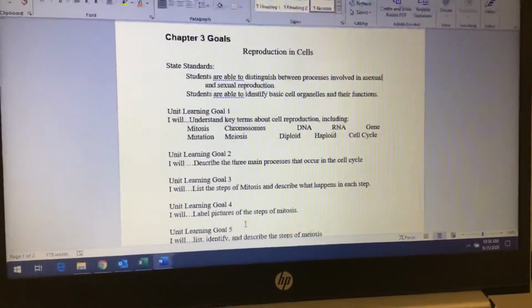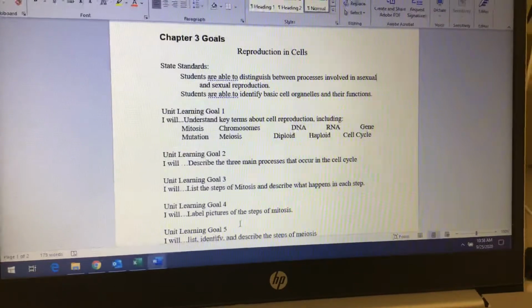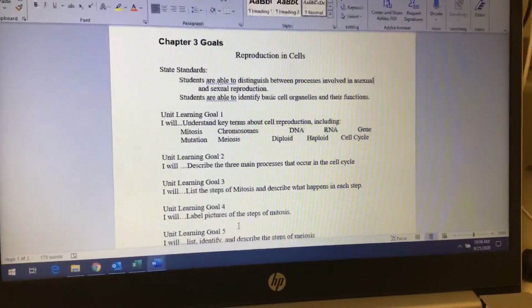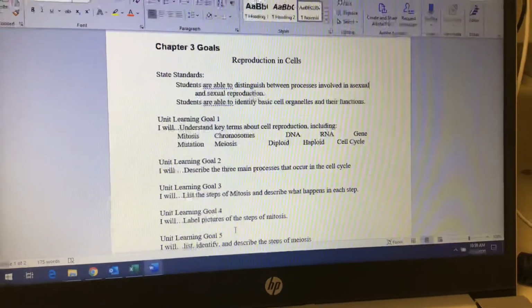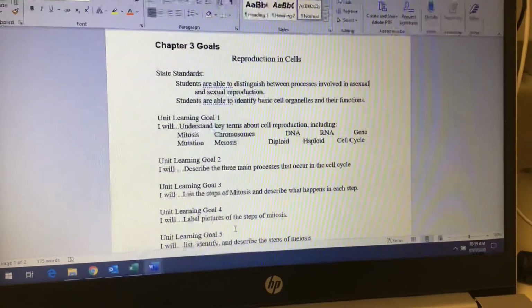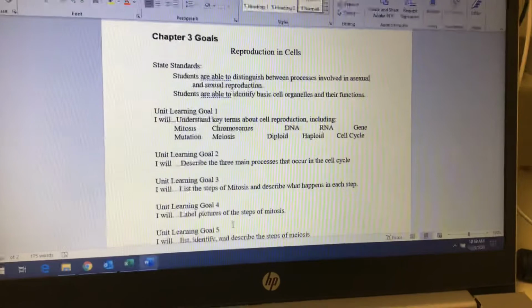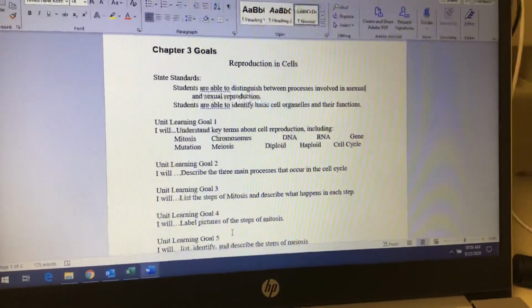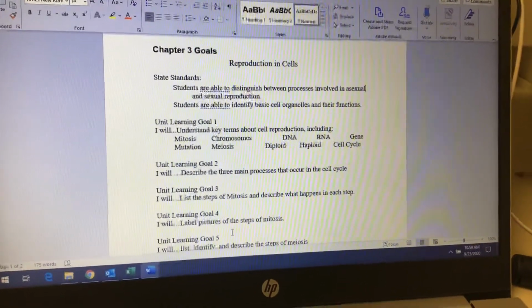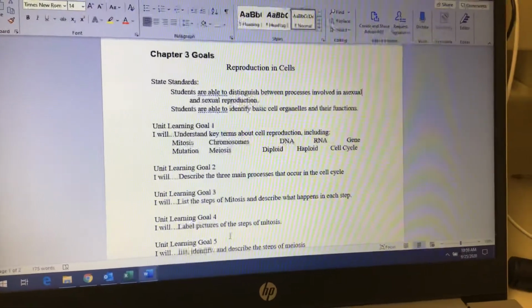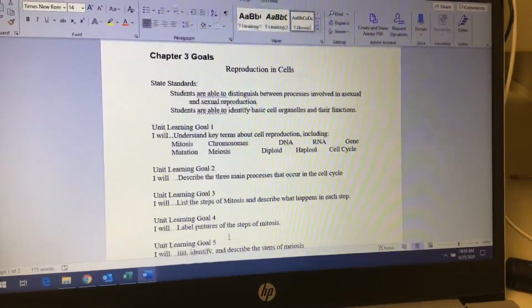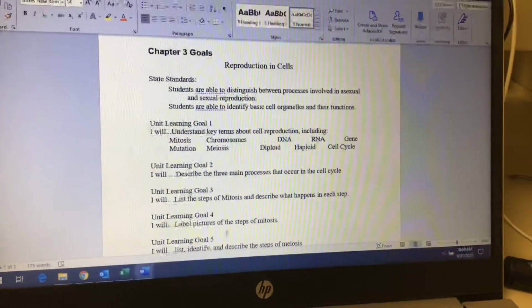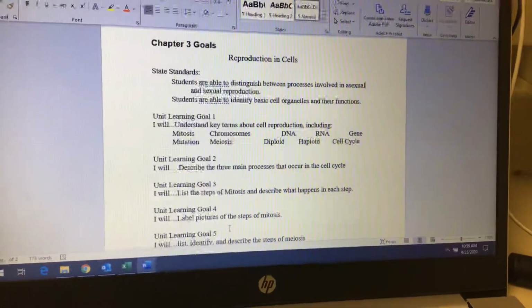So some terms here. This is going to be a fairly short chapter. We're going to talk mitosis and meiosis. Those are the two big things we need to get out of this. Mitosis is one cell copying itself and making another one. Meiosis is two of them combining to form a third one. So we're going to get into that.